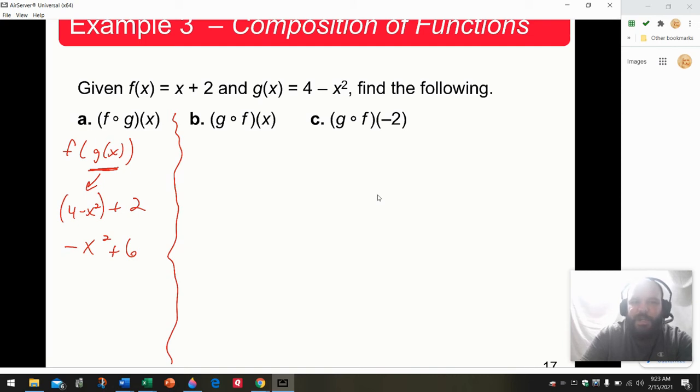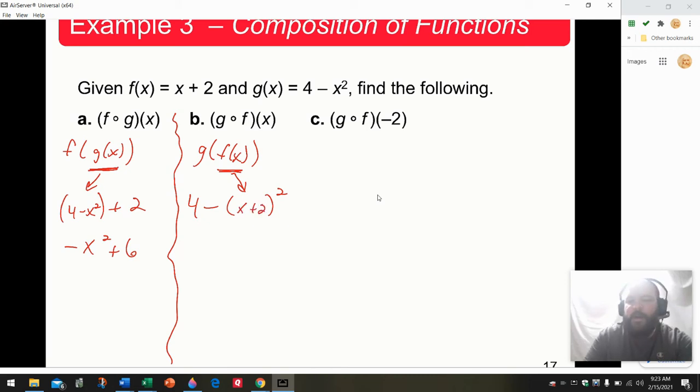Now, the next one is g of f. So if I write this out, g of f of x, you can see f of x is the one that's going on the inside, and g of x is the one that's on the outside now. So I'm going to start with the g of x and set it up as kind of like my scaffolding or my outline. You can see g of x is 4 minus x squared. So I'm going to write 4 minus, and then parentheses squared. Inside that set of parentheses, I'm going to insert f of x. In this case, f of x is x plus 2.